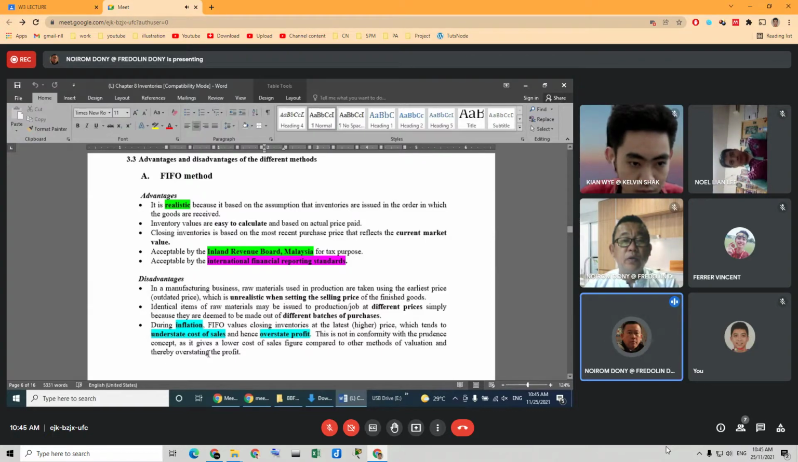And during an inflation period, first in, first out values closing inventory at the latest price, which tends to understate cost of sales and hence overstate profit. So this is not in conformity with the prudence concept. So even though this is acceptable by the Inland Revenue Board or International Financial Reporting Standards, it is actually against the prudence concept because we are overstating the value of the closing inventory. So that causes your profit to be overstated.